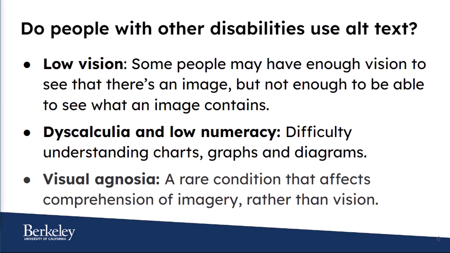Do people with other disabilities use alt text? Yes. Some people with low vision may have enough vision to see that there's an image, but not enough to be able to see what an image contains. If an image lacks alt text, it can be frustrating. People with dyscalculia, or low numeracy, have difficulty understanding charts, graphs, and diagrams. Visual agnosia is a rare condition that affects comprehension of imagery rather than vision.